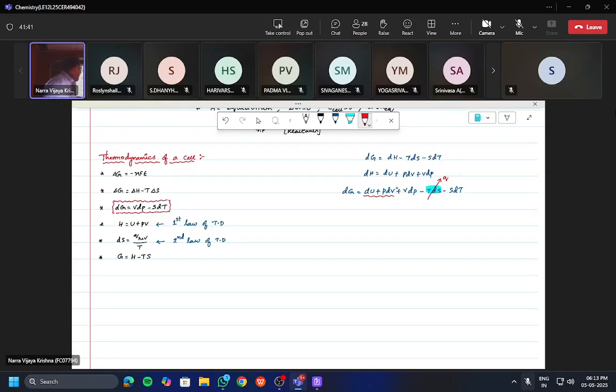Now, what is dU plus PdV? Here, from the first law of thermodynamics, what is dU plus PdV? That is also Q. So this is plus Q, this is minus Q. If I cancel, what do you get? dG equal to VdP minus SdT. That's what I wrote. dG equal to VdP minus SdT. Clear?